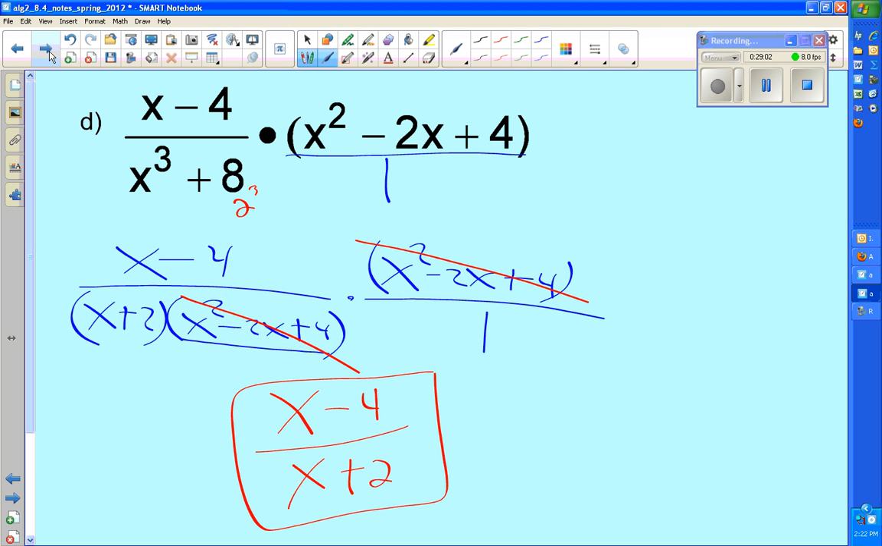How likely is it that those two will be the same? It's neither more nor less likely. It's just what it is. And if it's not the same, then this would be a factor in the bottom. There's nothing wrong with that. If you can't cross them out, you can't cross them out.